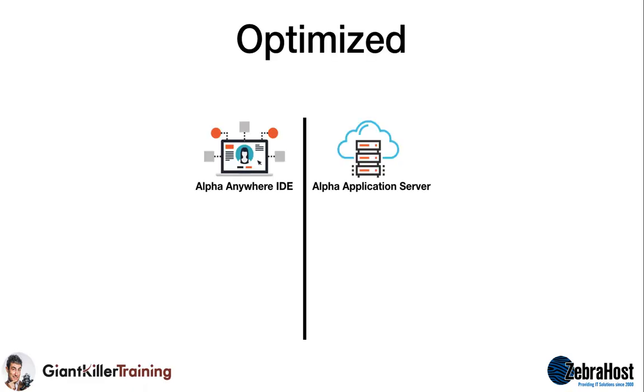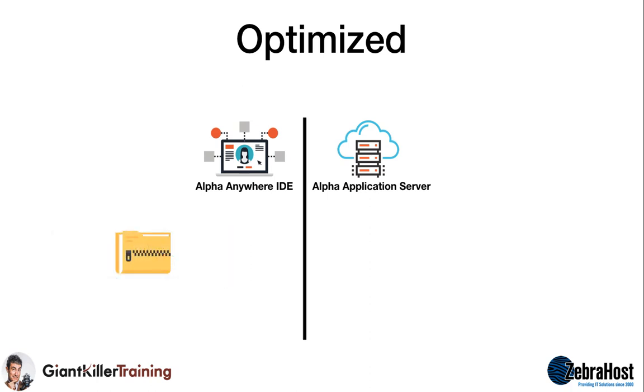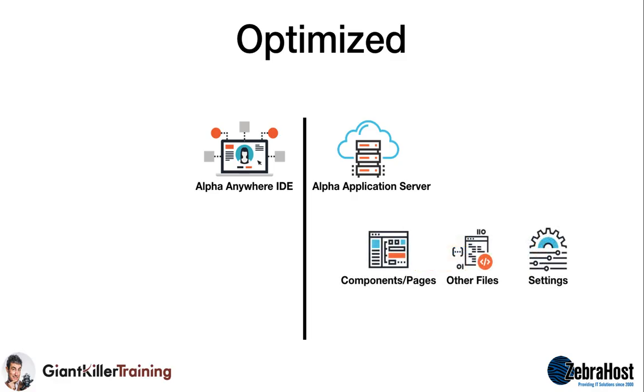Let me explain. We have our Alpha Anywhere IDE, again, with our three types of elements here. Before the IDE actually sends the information to the application server, it takes a moment and zips them up into a single zip file. Then it moves that zip file, along with a couple of other files, up to the application server. Once it's on the application server, it runs a process that takes that zip file and expands it out into the files in the manner that are needed to run at that time. This is called the optimized process.